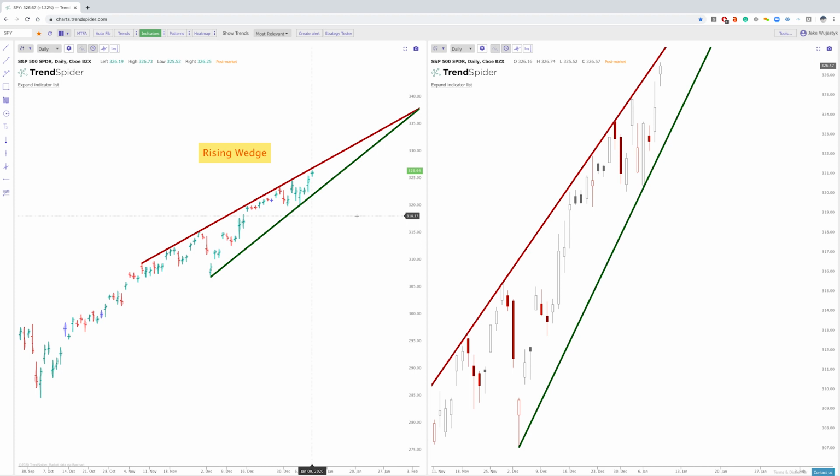So that is the video on how you can use some of these different features on TrendSpider with these rising and falling wedges. Hope this helped.